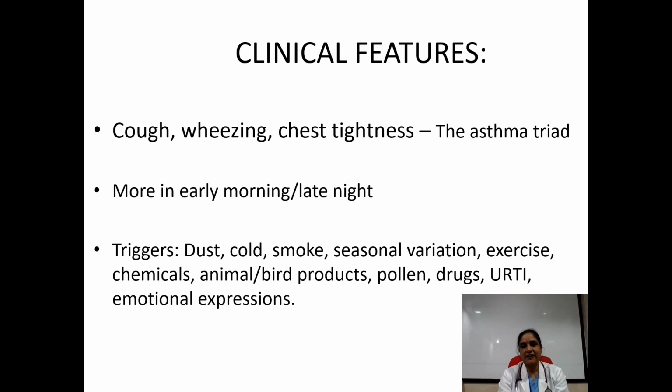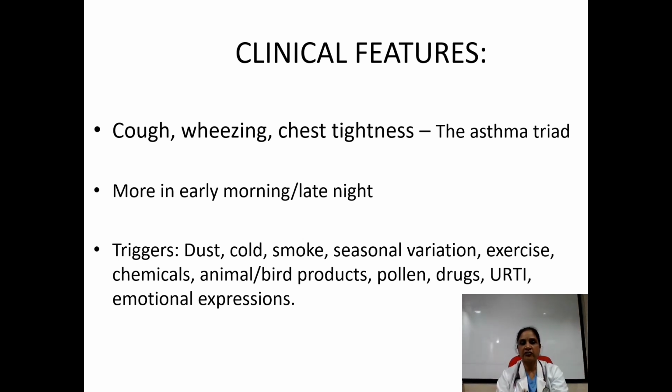So the clinical features of asthma: cough, wheezing, chest tightness. Yeah, we know the asthma triad. If your patient comes with this, you should suspect that they might be having asthma. For the symptom time, you should ask what is the time of the day when they develop maximum symptoms. Is it early morning or late night? Which are the triggers? That can be dust, smoke, seasonal variation, exercise, chemicals, animals, bird products, pollens, drugs, URTI, or emotional disturbances. These are all the things that sum up the asthma history.